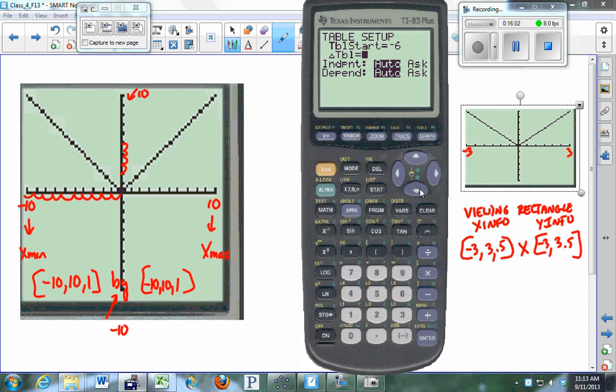If you want your input, your independent variable, to be something you want to tell it to do, instead of just having it be done, you have to hit ask. So you cursor over, you come down here, you cursor over to ask, you hit enter. And now when you go to the table, it's saying, okay, tell me what you want.